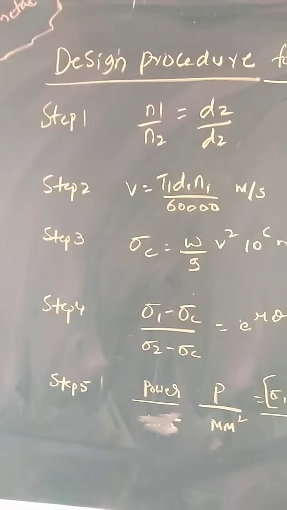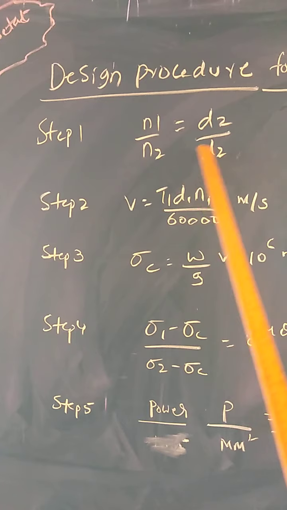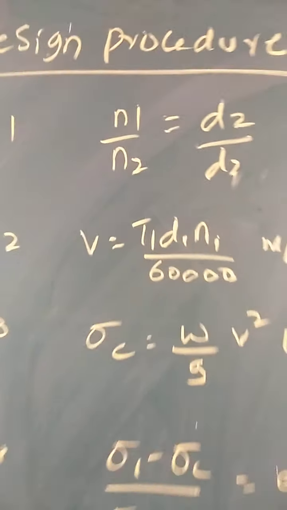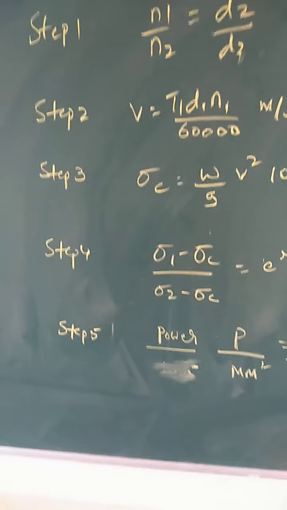First, step 1, you already know this formula, it is very familiar to you: N1 by N2 is equal to D1 by D2. This is D2 actually, sorry. Next, step number 2, velocity is pi D N by 60,000. You know this formula.